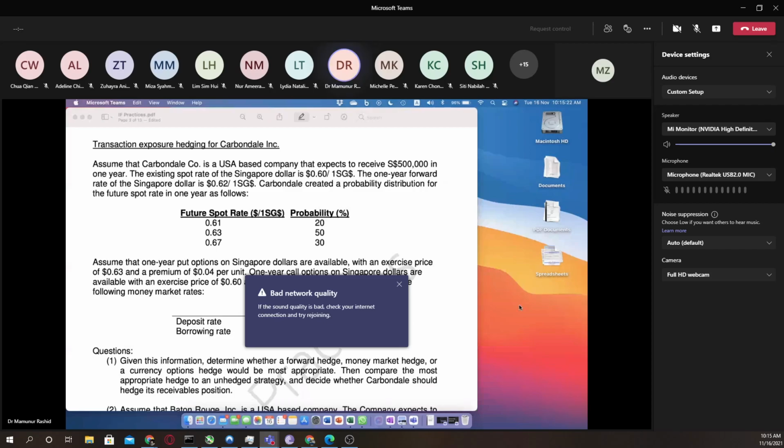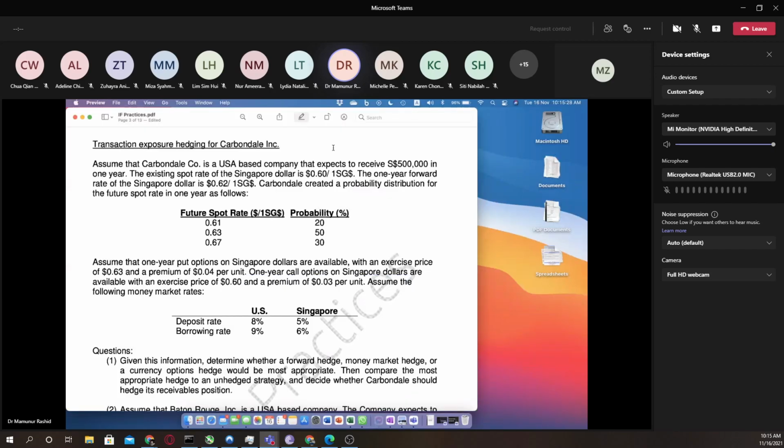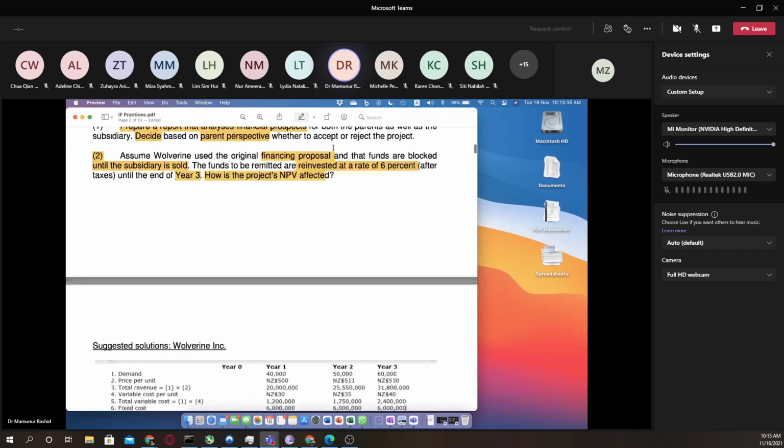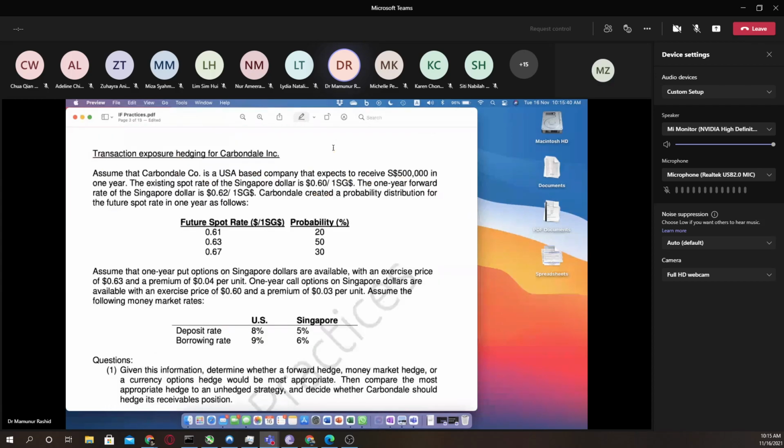Okay, welcome back everyone. Let's continue with our examples on the transaction exposure. First one is Carbondale Incorporation, and it's a US based company.